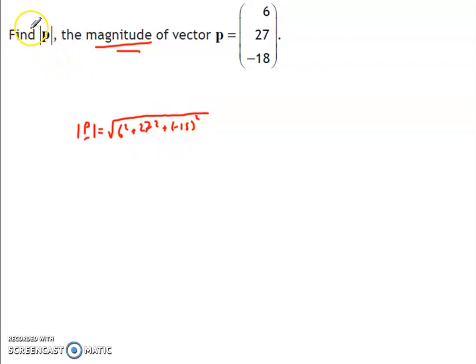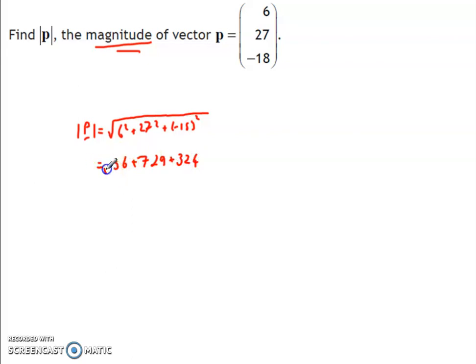Now, because we're squaring each element, even though this is a negative here, the negative will cancel itself out and we'll end up with positive values all the way along. So when we take each of the elements and square them, 6 squared is 36, 27 squared is plus 729, and then it's plus negative 18 squared, and 18 squared quite simply gives me 324.